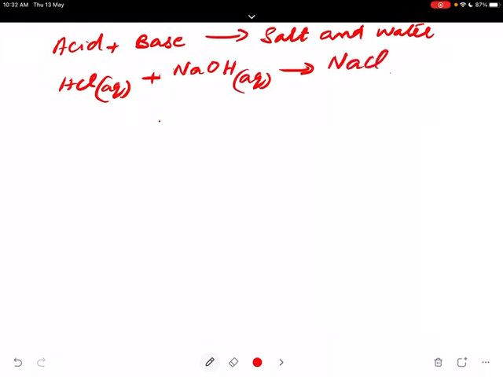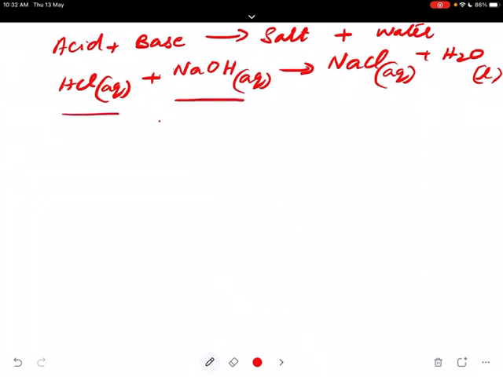The salt is again written aqueous only because in presence of this water you will not be able to see solid salt. It is in the dissolved condition. So you can write acid plus base gives salt and water. This reaction is known as neutralization reaction.